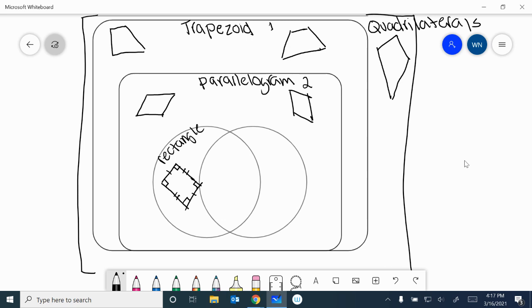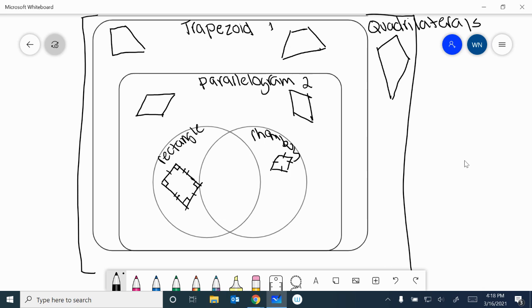Now let's go over to rhombus here on the other side. A rhombus is not a rectangle because it doesn't have 4 right angles. A rhombus, remember, kind of looks like a squished square. So it's got 4 congruent sides, unlike a rectangle, but it doesn't have any right angles, so it's not a rectangle. A rhombus is a special parallelogram, just like a rectangle is a special parallelogram.